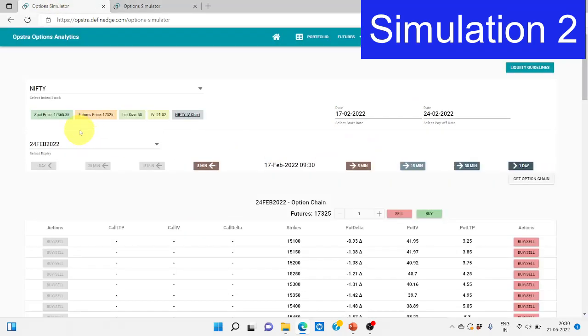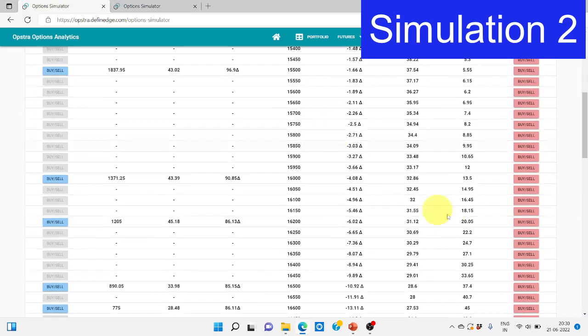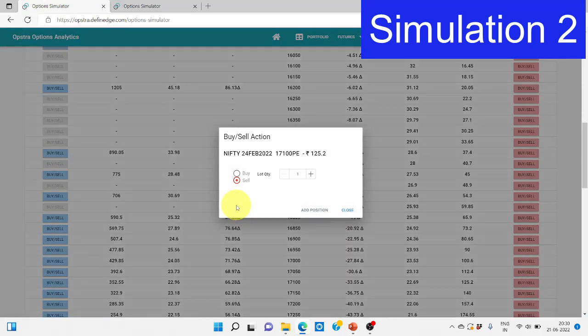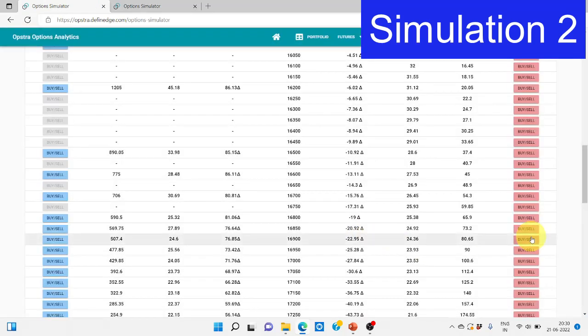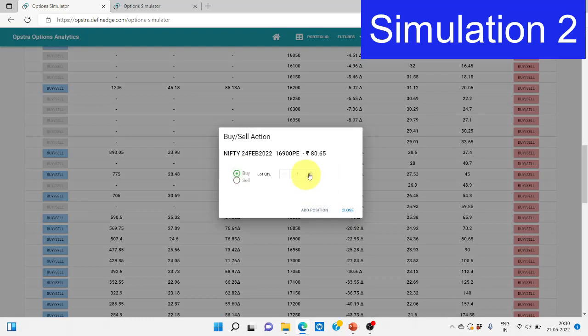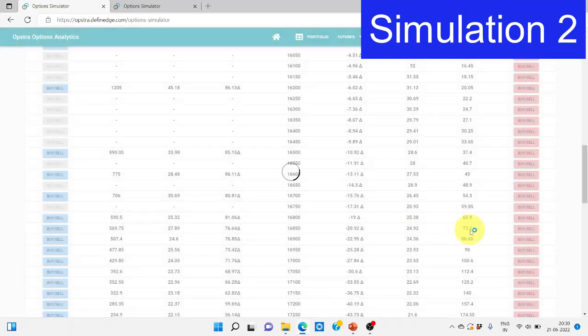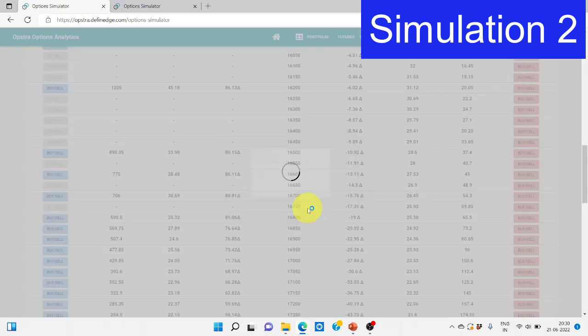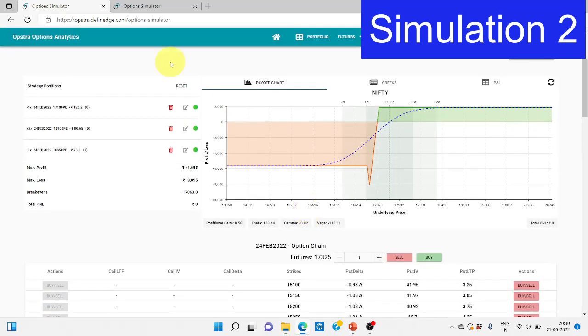So ATM is 17,350. So 250 points away is 17,100. So 17,100 we are going to sell one lot. 16,900 put we are going to buy two lots. 16,850 we are going to sell one lot. Our payoff chart should look something like this.